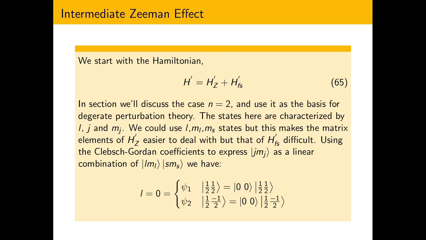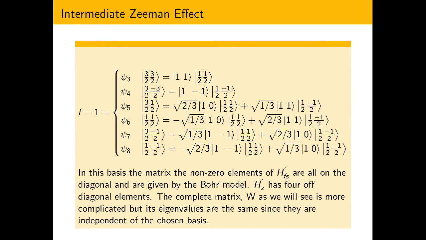And just a throwback to the last lecture, we'll be using the Clebsch-Gordan coefficients to define them as a linear combination, and we'll take the two states which are l equal to 0 and l equal to 1. So for l equal to 0, you have these, and for l equal to 1, you have these. We essentially take all of these to be the basis of the matrix.